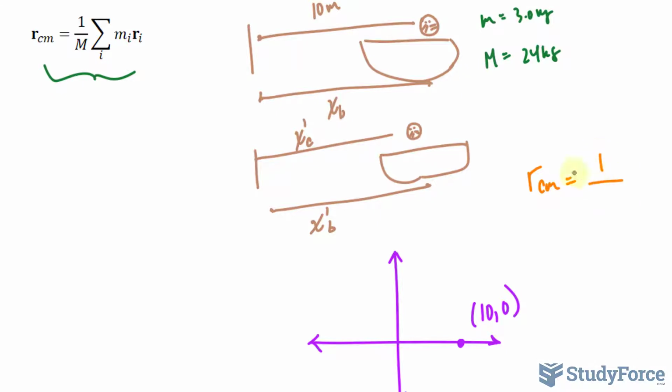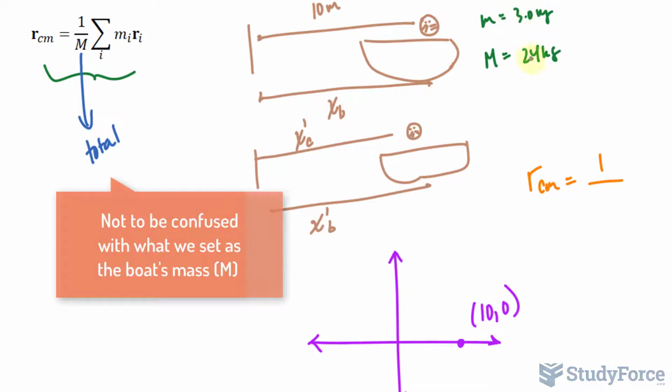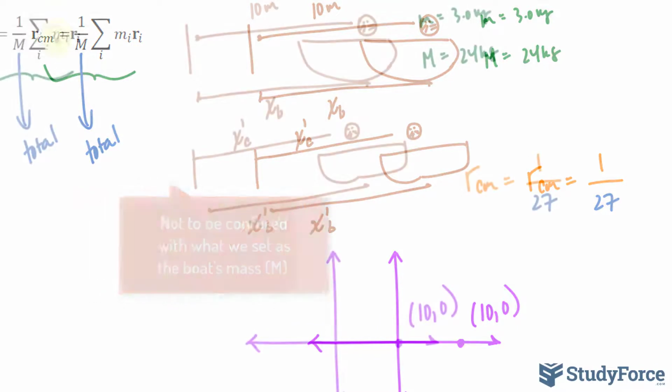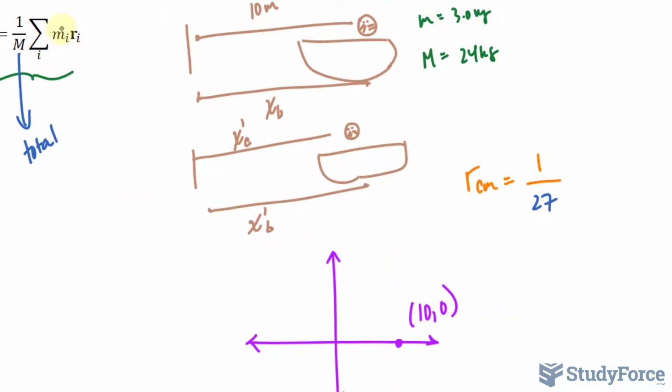So using this formula right here, we can say that the center of mass is equal to 1 over M, and capital M here represents the total mass of the system. So in our case, it would be 3 plus 24. That's 27. And for this part of the equation, we have the sum of the mass of each individual object times where it is located. So starting with the cat, before it has moved, its mass is 3.0. And its distance, we learned, is 10, 0, or at this point.